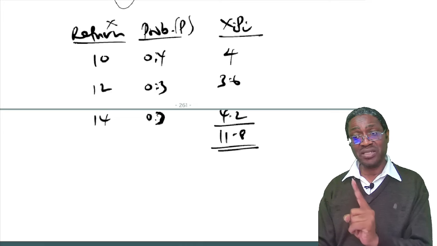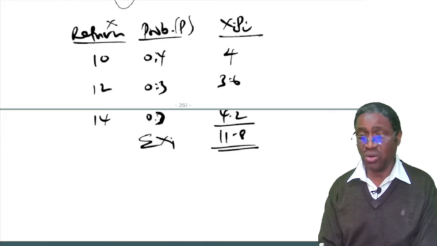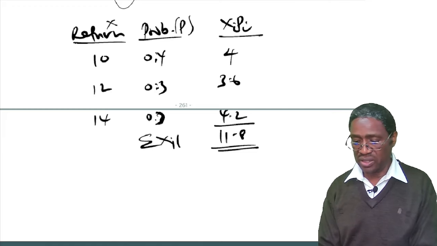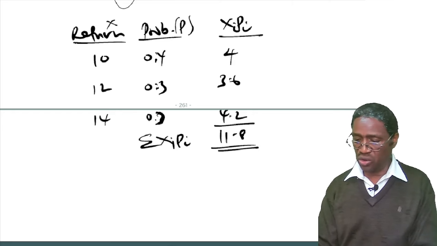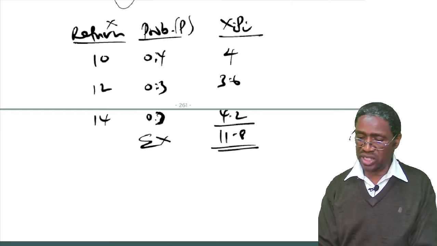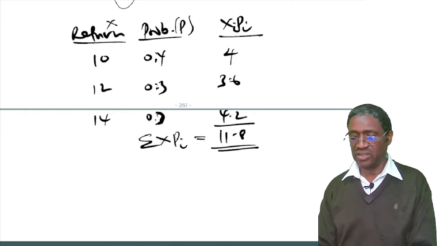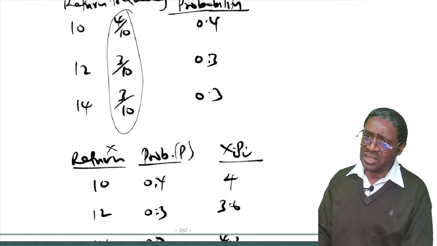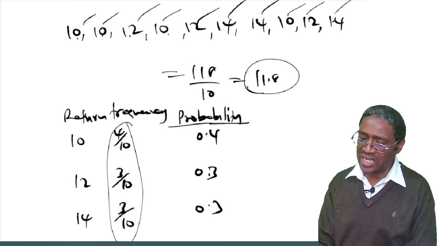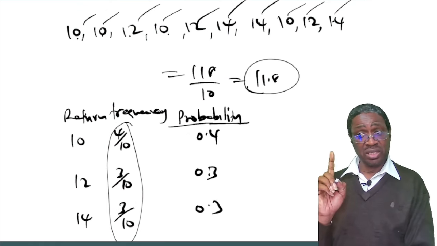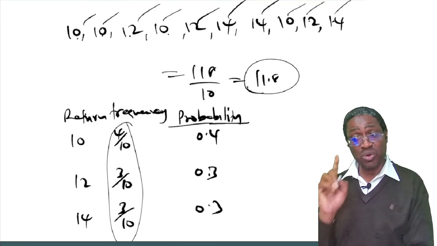I've got the mean, which is the sum here. Sum of X times Pi. When I take the sum of X times Pi, which is this 11, I get the same mean. Listen, I get the same mean I got when I was using the raw data. Are you watching?